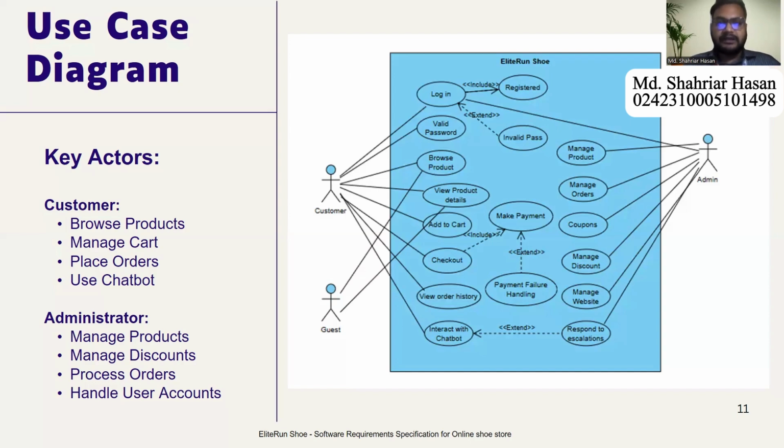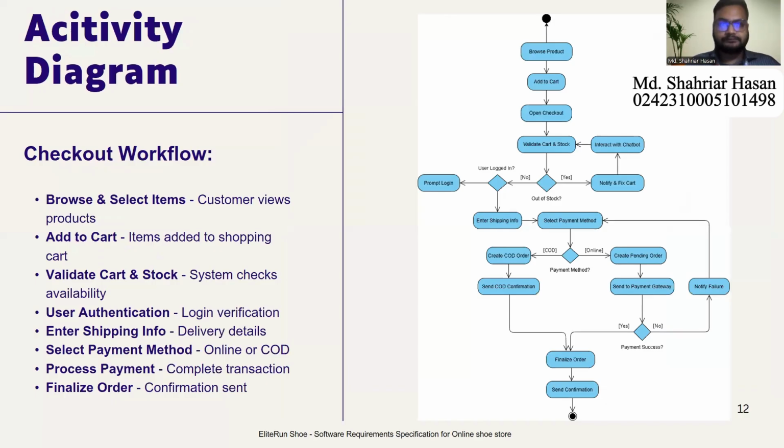Now, moving on to the activity diagram. This diagram shows the complete step-by-step checkout process in our system. The process begins when a user, either a guest or logged-in user, starts browsing the website. They look at different shoes, select the ones they like, and add them into the cart. Once the items are in the cart, the system checks if those items are available in the stock. If the user is a guest, they cannot continue until they log in or create a new account.